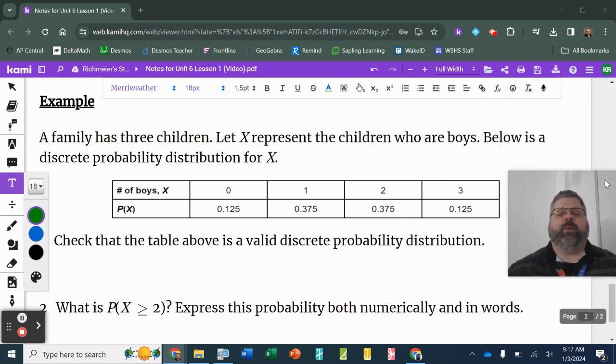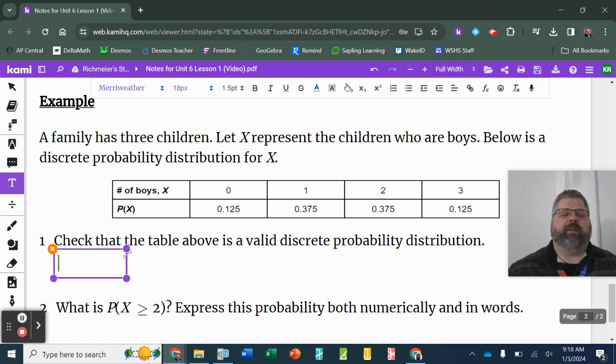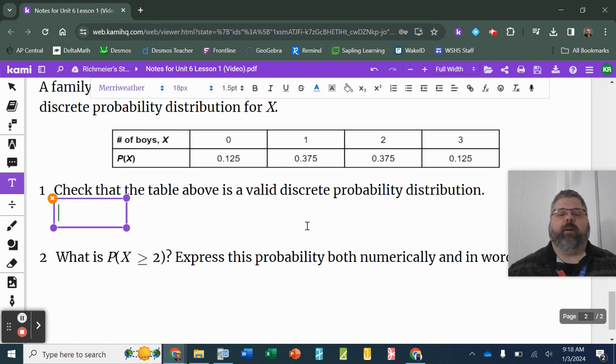So a family has 3 children. Let X represent the children who are boys. So this is the number of boys they have. Below is a discrete probability distribution for X. Now, for this random variable, we're assuming gender is 50-50. We know that genetically that's not always the case for couples, but that's what we're using for this probability distribution. So check that the table above is a valid discrete probability distribution.